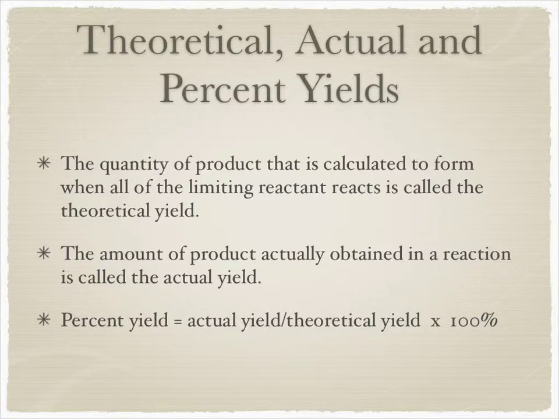Last topic for chapter 3, or for stoichiometry, is theoretical, actual, and percent yields. And these are, of course, 3 things that we did look at last year in honors chemistry. The quantity of product that is calculated to form when all of your limiting reactant reacts is called the theoretical yield. So we're going to associate calculated with theoretical, right? The amount of product that's actually obtained is the actual yield. And then, of course, the percent yield is the actual divided by the theoretical times 100. So those are your 3 definitions.